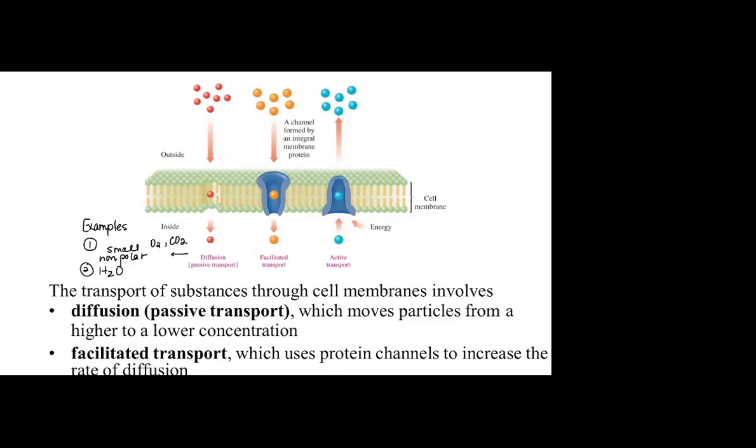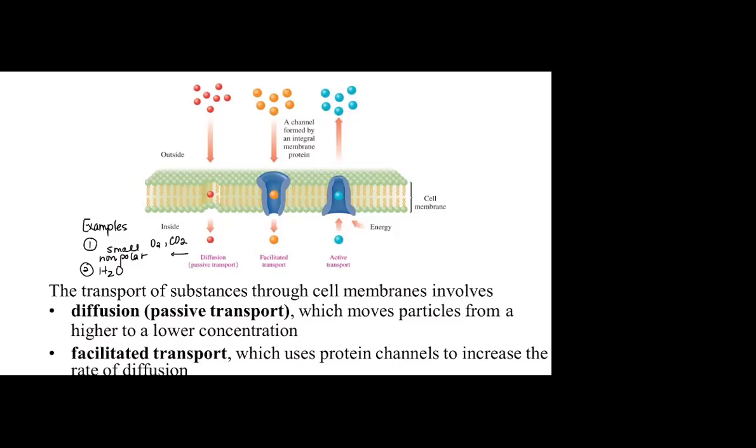Now, the other form of transport that we have is called facilitated transport. Understand that facilitated transport is also a form of passive transport. It's just that in the book, they didn't define it that way. But diffusion and facilitated transport, both are passive transport, okay? Now, what is the difference between facilitated transport and diffusion? Actually it is the use of a membrane protein, okay?